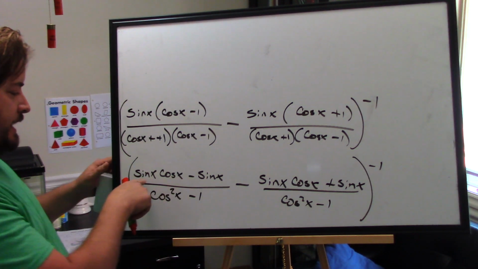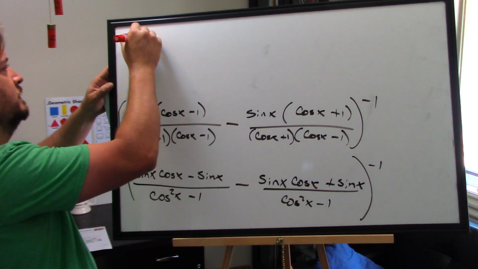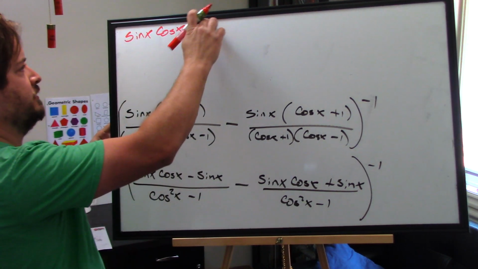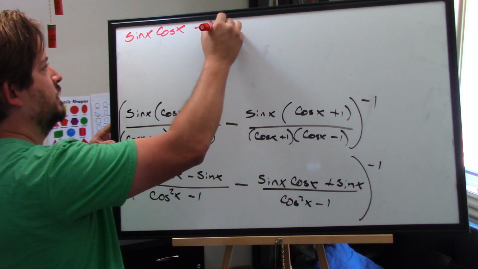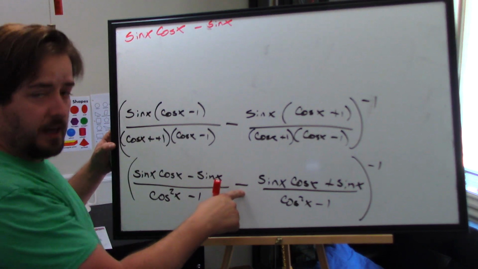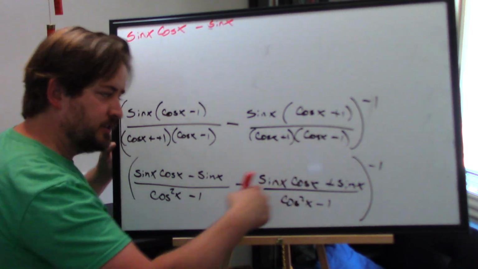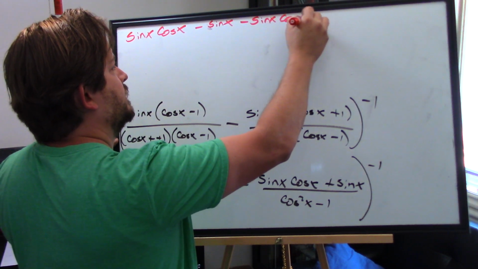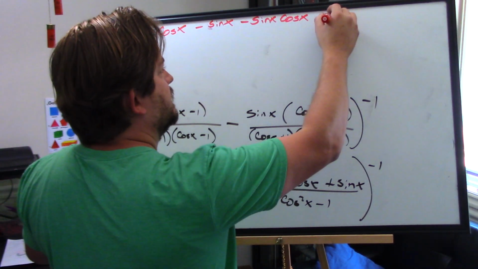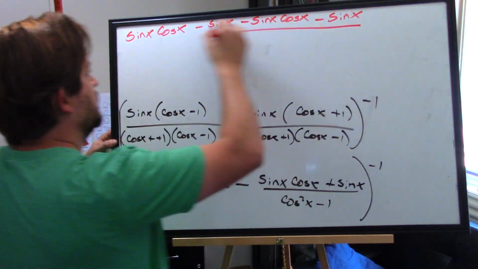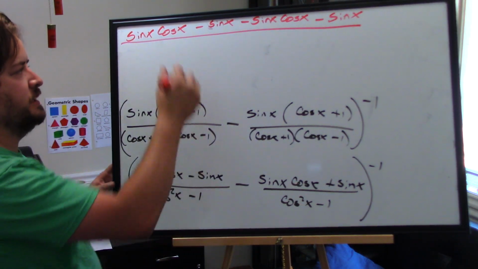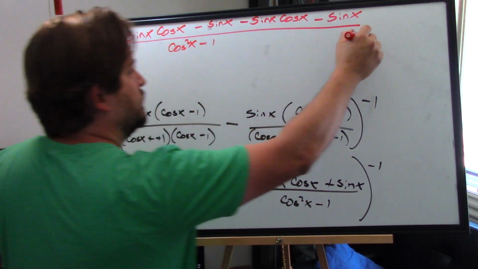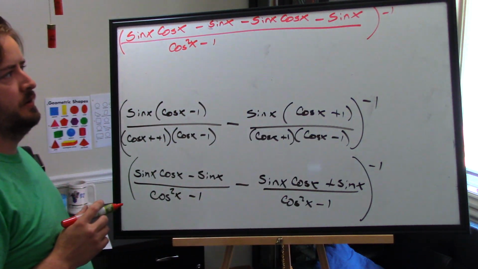But I can rewrite this then as the sine x cosine x minus 1, minus sine of x, my bad. Minus, and you have to be careful because this is minus that whole fraction, so it becomes minus sine x cosine x, and then minus sine x, all over that combined cosine squared x minus 1. And again, we're still under a minus 1 exponent, right?